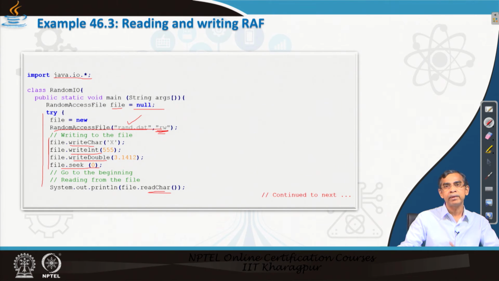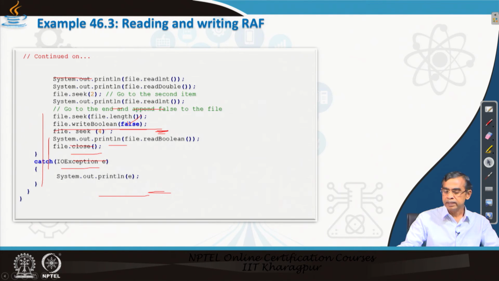So, file.readChar reads a character and prints it on the screen. Then if you continue the program, file.readInt reads the integer, then we read the double from the file. Then file.seek(2) positions the file pointer at the second byte. So, 0 is the readChar, 1 is the readInt, and then the second position.